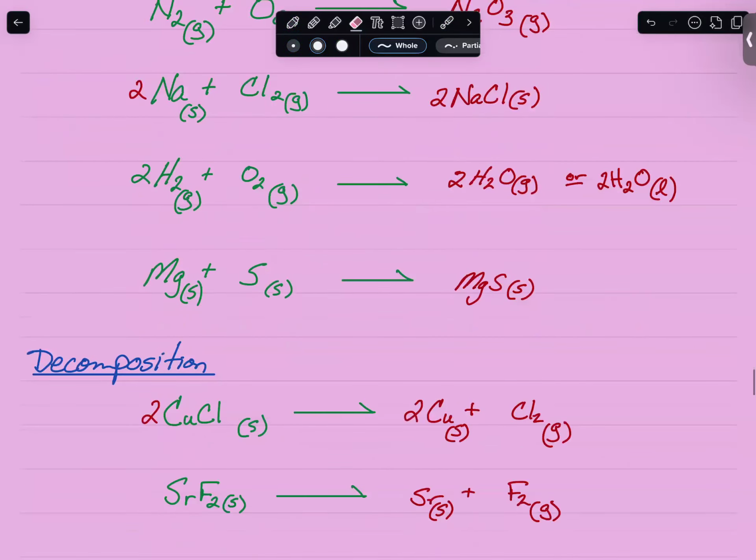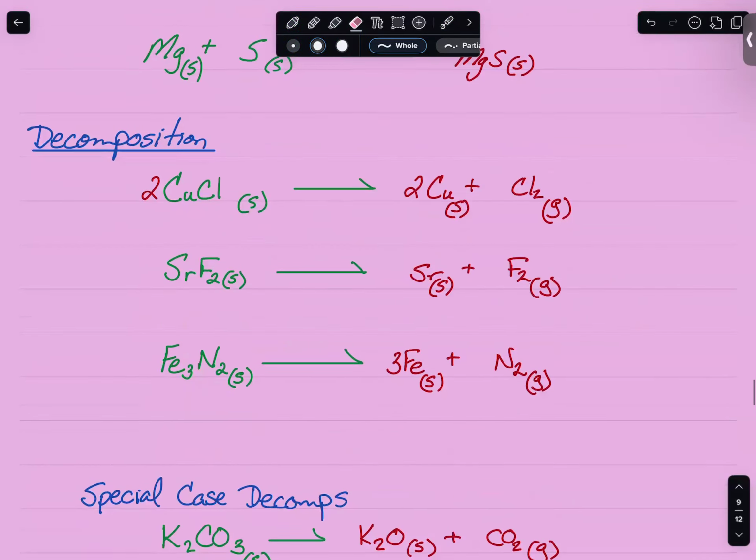Last one for this video. I'm going to make two videos for you. Decomposition. Now we're breaking things apart and we're having to look on the periodic table for some states of matter. Keep in mind, solids are over to the left, gases are over to the right. So when I take this copper chloride apart, it's got to be decomposition. I only have one reactant. That's going to split into copper. That's going to split into chlorine. And look, there's my diatomic again.